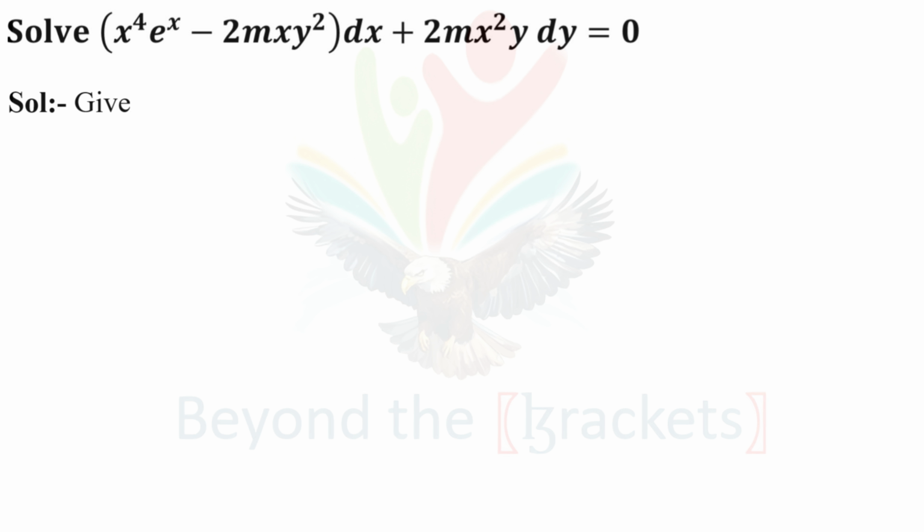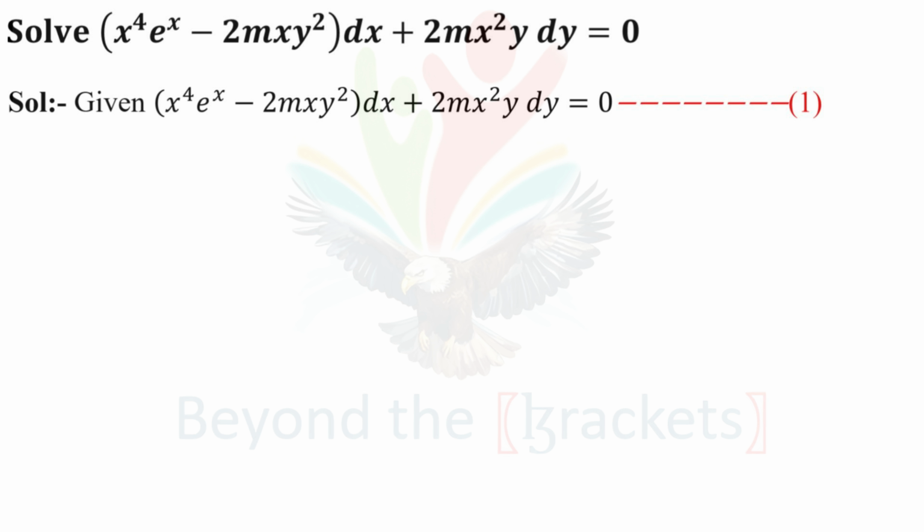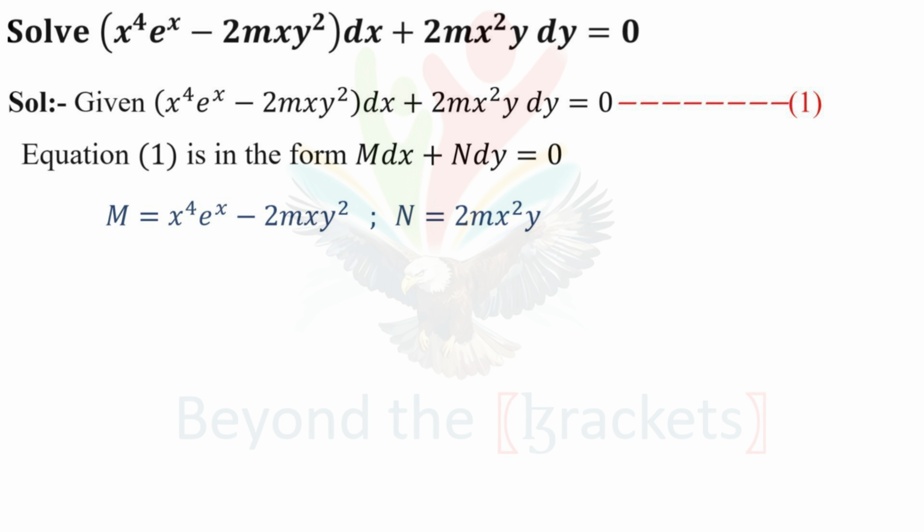Moving on, we start by calling the given equation as 1. Again, equation 1 is of the form M dx plus N dy equals 0. To verify the exactness, we differentiate M partially with respect to y. The first term is not having y, so its differentiation will be 0. For the second term, 2mx is constant.